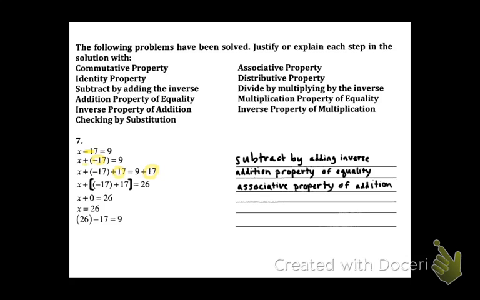Okay, now these two numbers, positive 17 and negative 17, those two cancel each other out because one is positive and one is negative. So when you have two numbers that cancel each other out, they become 0. And that is the inverse property. In fact, it's the inverse property of addition.